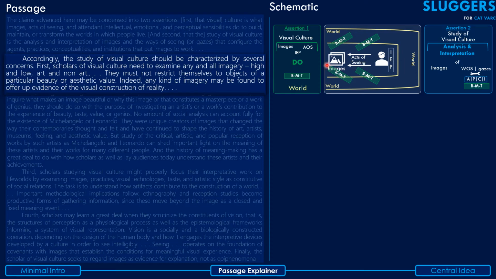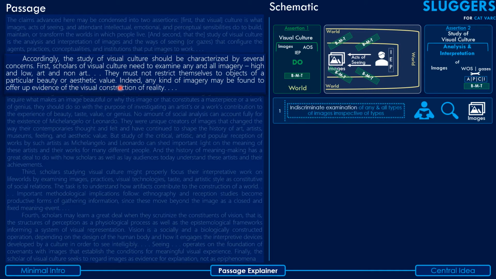Coming to paragraph 2. In paragraph 1, he talked about two assertions, right? First assertion was visual culture, second was study of visual culture, and from this point onwards, he continues the narrative. He says that accordingly, the study of visual culture, that means related to the second assertion, should be characterized by several concerns. First, scholars of visual culture need to examine any and all imagery, high and low, art and non-art. They must not restrict themselves to objects of a particular beauty or aesthetic value. Indeed, any kind of imagery may be found to offer up evidence of the visual construction of reality.